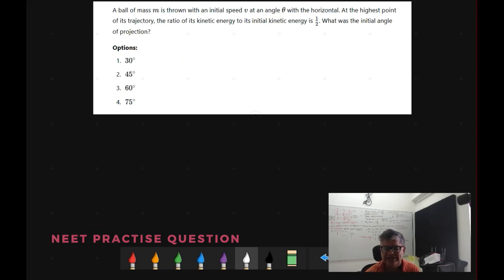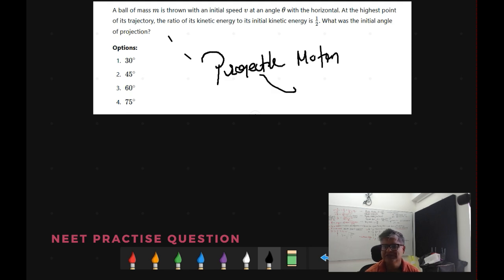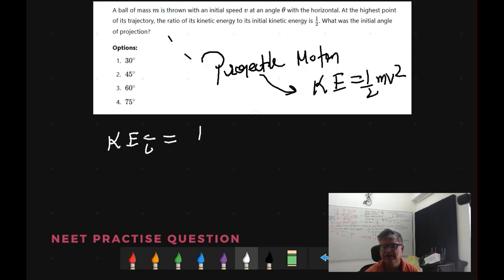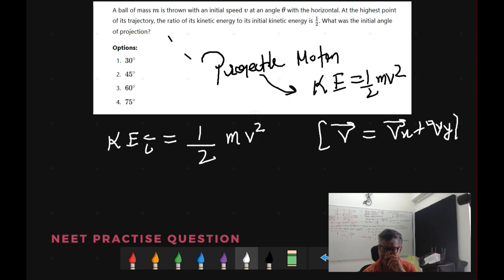Okay, so it's a projectile motion question. That is given in the problem. What is it based on? Kinetic energy is equal to half mv square. So the initial kinetic energy is given by half mv square, where v has both the components. It is made up of vx plus vy, right? So it is thrown at some angle theta, which we have to find.